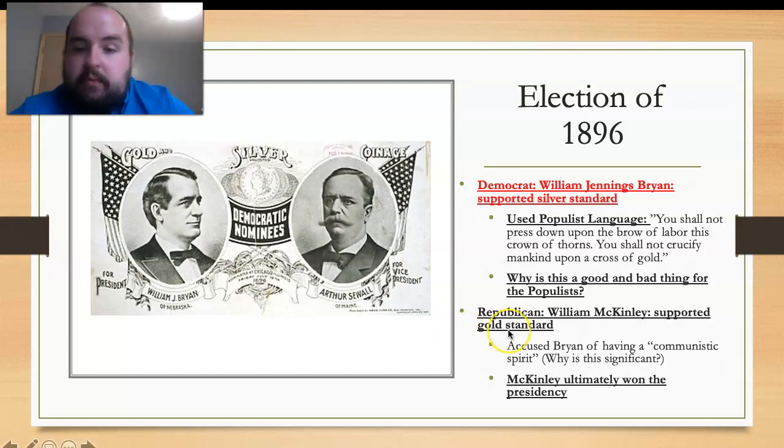The Republican, William McKinley, as you might imagine, he supported the gold standard, and he actually accused Bryan of having a communistic spirit in one of his speeches. Yeah, why is that significant? I'll have you think about that for a second.